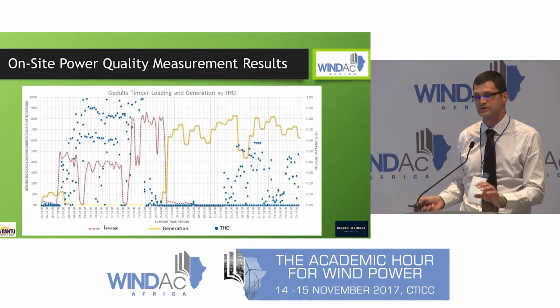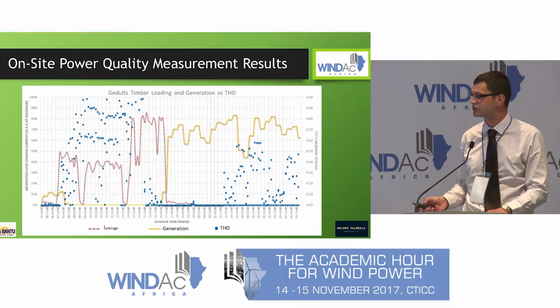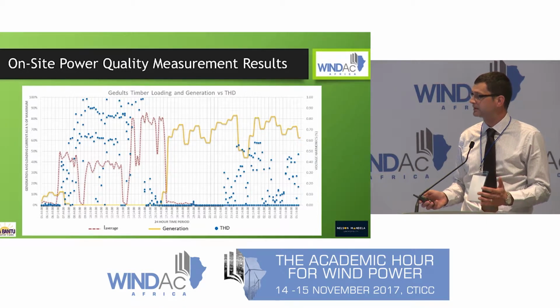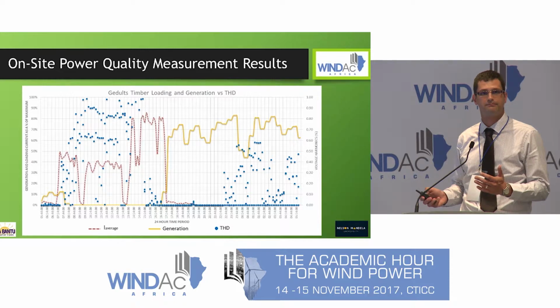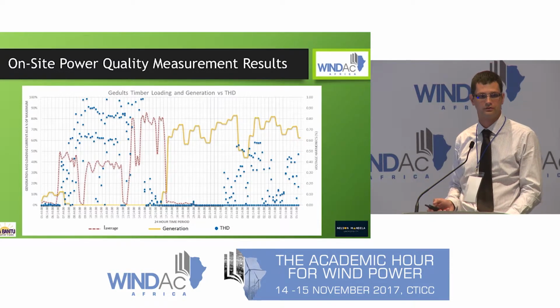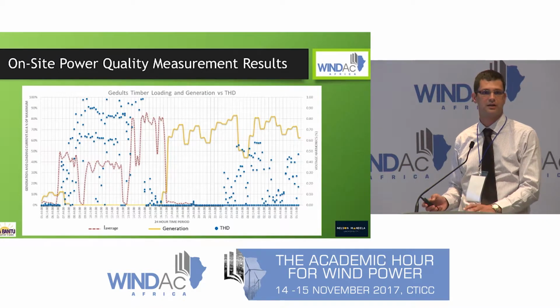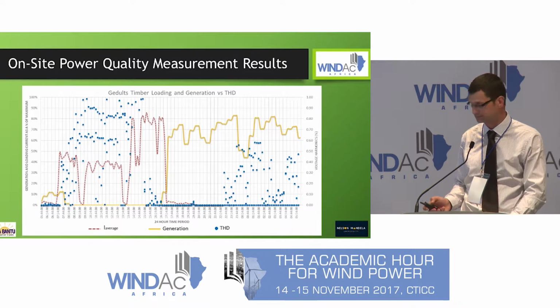All those dots are specific total harmonic distortion events, and they occur randomly. They don't specifically occur when there's high generation or when there's low generation, but they occur randomly, and they're not even linked to the local load. It's as if a specific load in the area has a bigger effect on the harmonics measured at a different site.